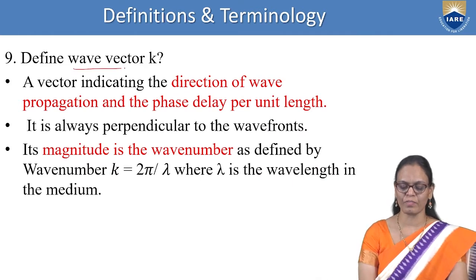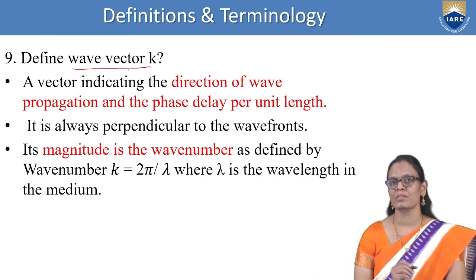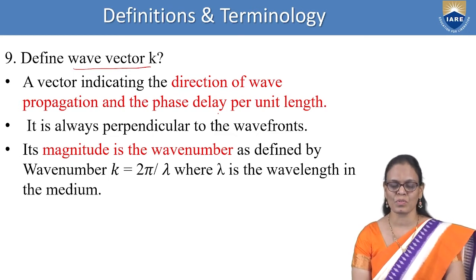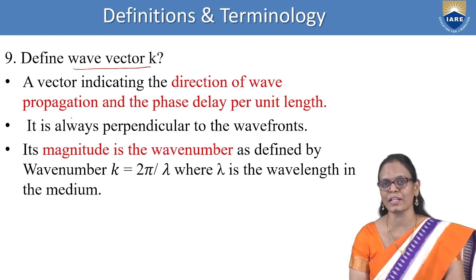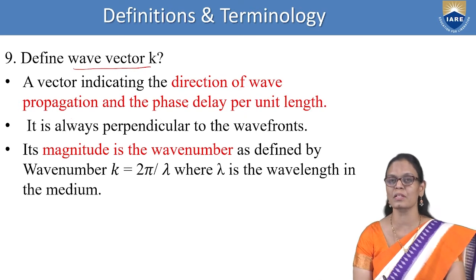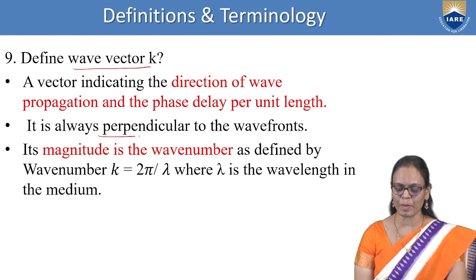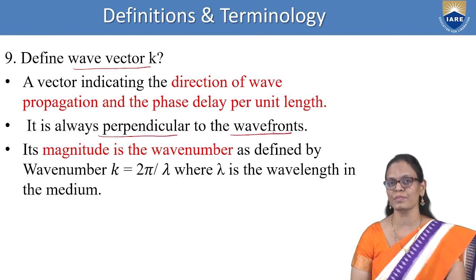Next is define wave vector k. So what is a wave vector? A vector indicating the direction of wave propagation and the phase delay per unit length. So the wave vector always denotes the direction of propagation, and also it denotes the phase delay per unit length. And it is always perpendicular to the wavefront.